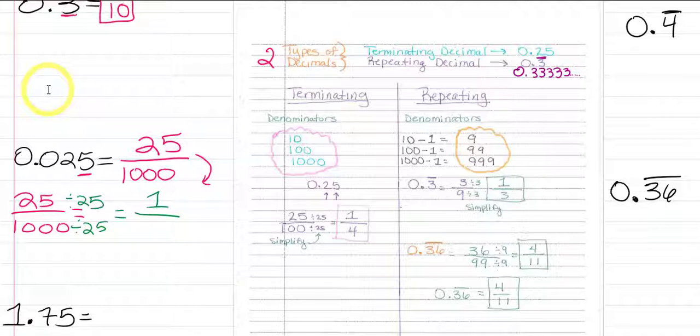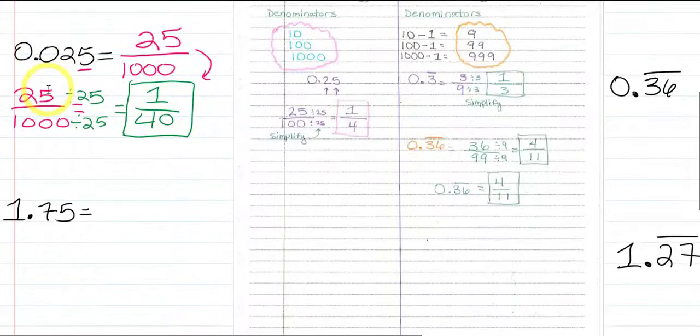25 divided by 25 is 1, and 1,000 divided by 25 would give me 40. So the decimal 0.025 will simplify to the fraction 1/40, or 1 over 40. On to the next one.